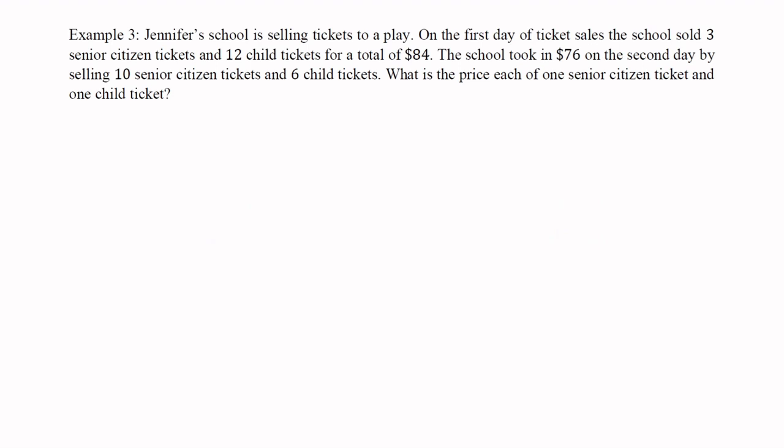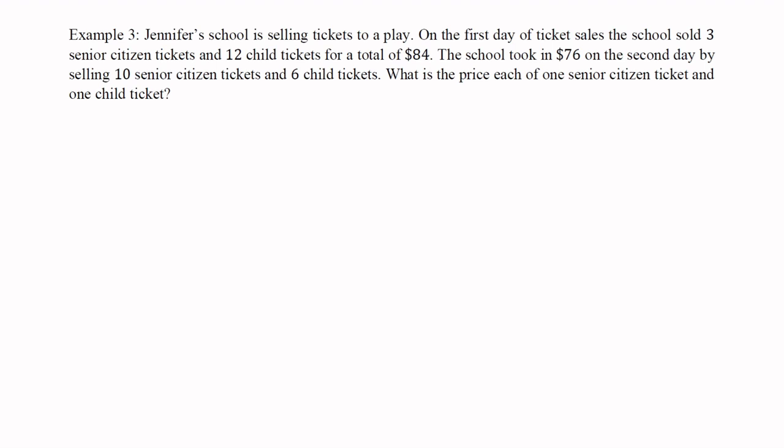Jennifer's school is selling tickets to a play. On the first day of ticket sales, the school sold 3 senior citizen tickets and 12 child tickets for a total of $84. The school took in $76 on the second day by selling 10 senior citizen tickets and 6 child tickets. What is the price of each of 1 senior citizen ticket and 1 child ticket?